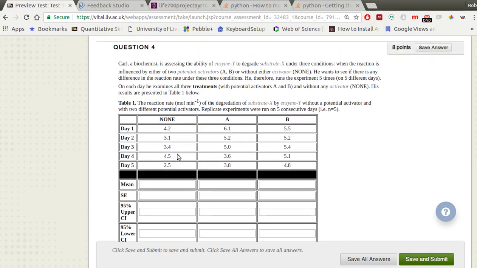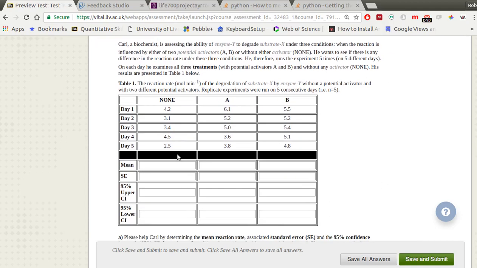This is question 4 of the mock test 2 part 2. And in this question I'm asking you to do a few calculations on the data in these columns here. So I'm just going to cut and paste this straight into a spreadsheet.